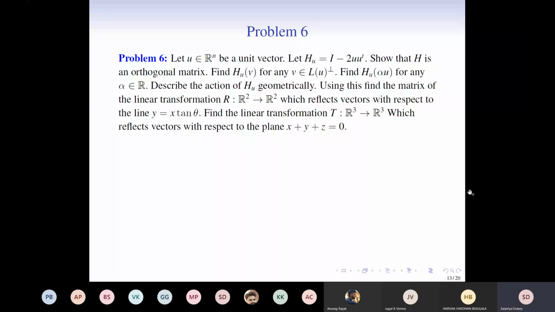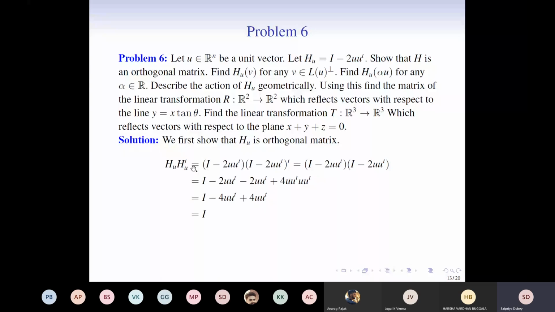First we'll show that HU is indeed an orthogonal matrix. For that we need to compute HU times HU transpose. Here we apply the transpose. In the second part it gives us (I minus 2UU^T) whole transpose, which is I transpose minus 2 U transpose transpose times U transpose. But we know that taking the transpose two times gives the original matrix itself. So we get this, and then we multiply it manually to get this.